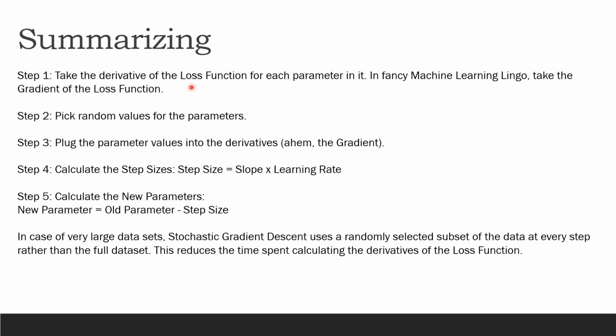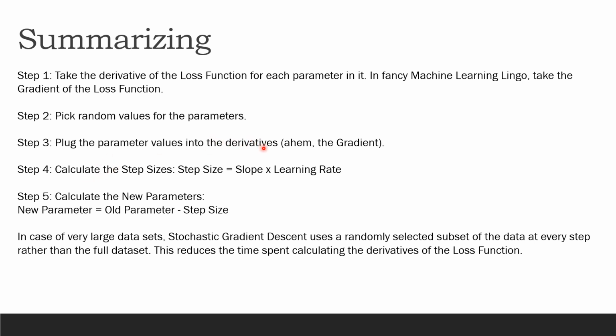So that's the same thing. The gradient of that cost function, or the gradient of the loss function, is found out. Then we initialize the parameters for both the coefficient and the slope. We take some initial values. Now we plug the parameter values into the derivatives, or the gradient as we say in machine learning lingo. So we are plugging the initialized parameter values into the derivatives to find the derivative value.